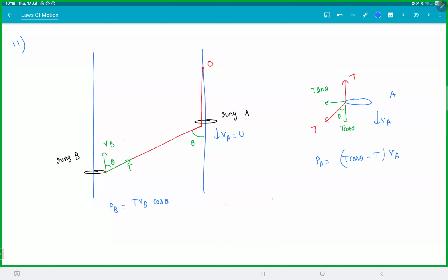The total power has to be 0. T VA (cos theta minus 1) plus T VB cos theta is equal to 0. So VB will be u (1 minus cos theta) by cos theta. Yeah, you can divide them. It will be sec theta minus 1. Clear with this?